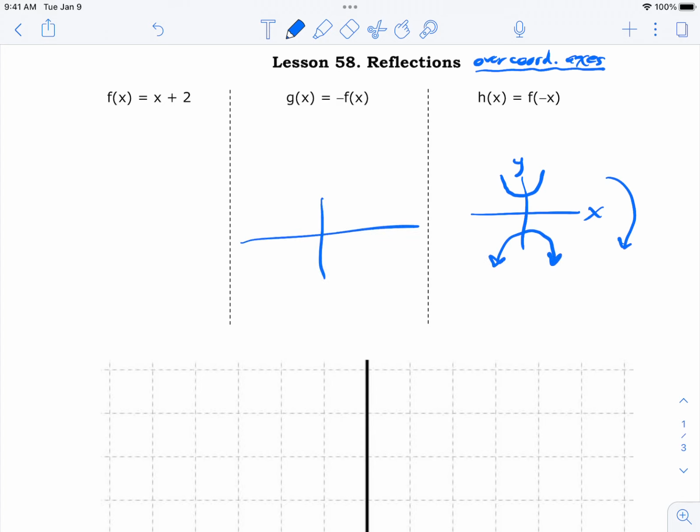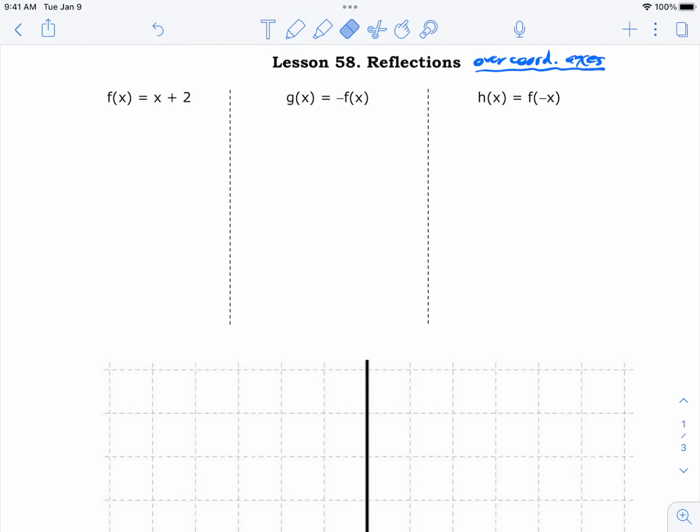We're not talking about this kind of reflection where you have the parabola like that and you reflect it over its vertex or something. We're not talking about that. We're talking about the axes, reflecting over the axes. So anyway, get these scribbles out of the way.